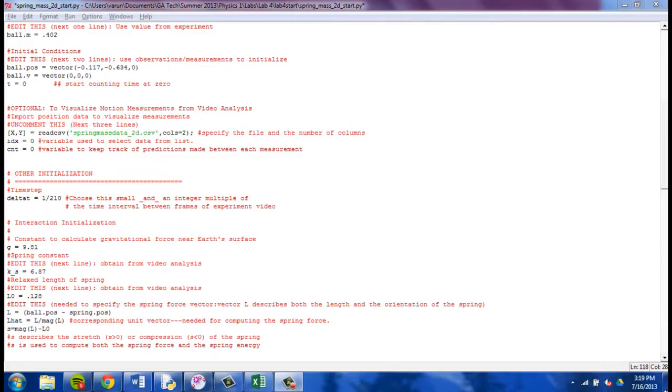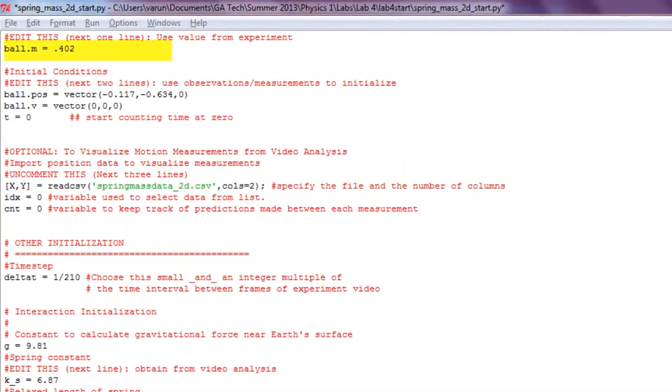In this part of the code, all the initial conditions are shown, such as the mass of the ball, which is 0.402 kilograms. The initial position is shown here. The initial velocity is 0 meters per second, and the start time was at 0 seconds. All the position values that were extracted and placed into the CSV file are read into the code here.